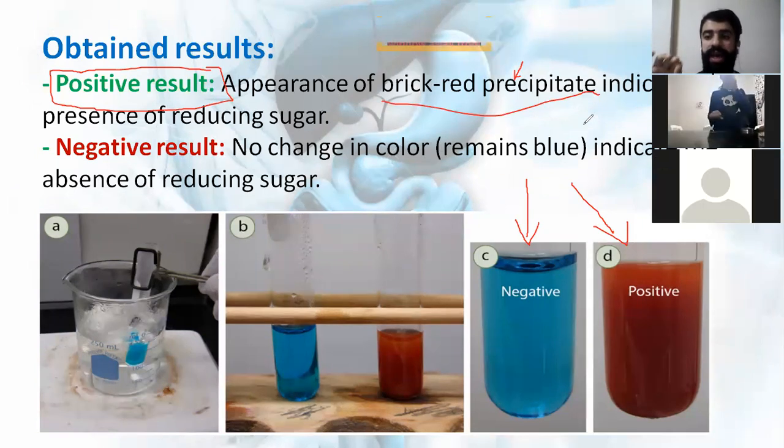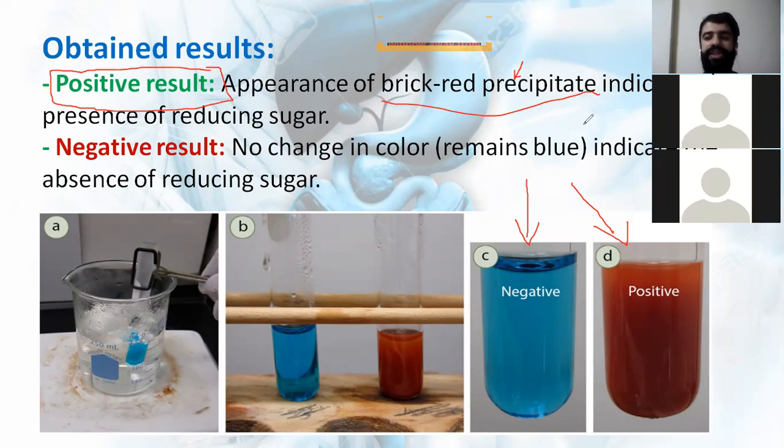So you have to say after adding Fehling A and Fehling B to the food in a test tube, a brick red precipitate appears. So this indicates the presence of reducing sugar. And for a negative result, there is no change in the color. So the color remains blue. This indicates the absence of reducing sugar. There is no reducing sugar.